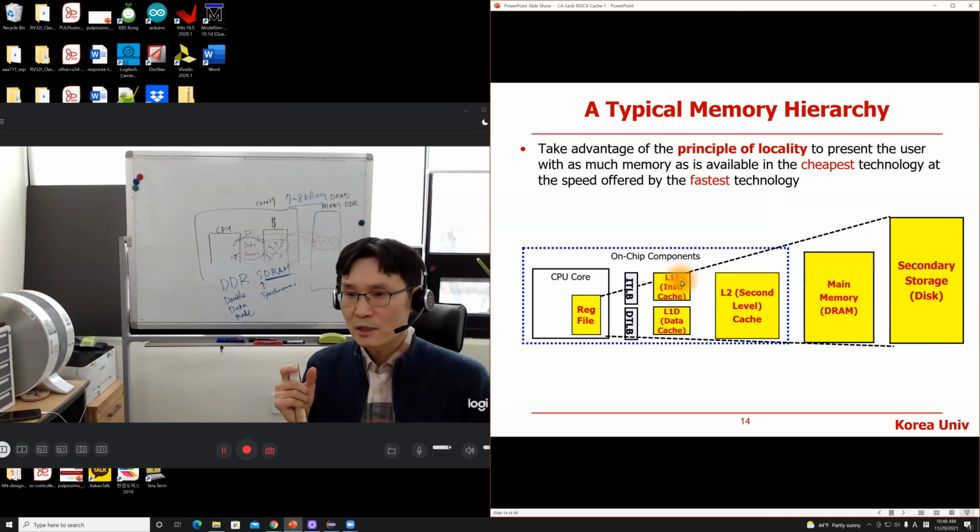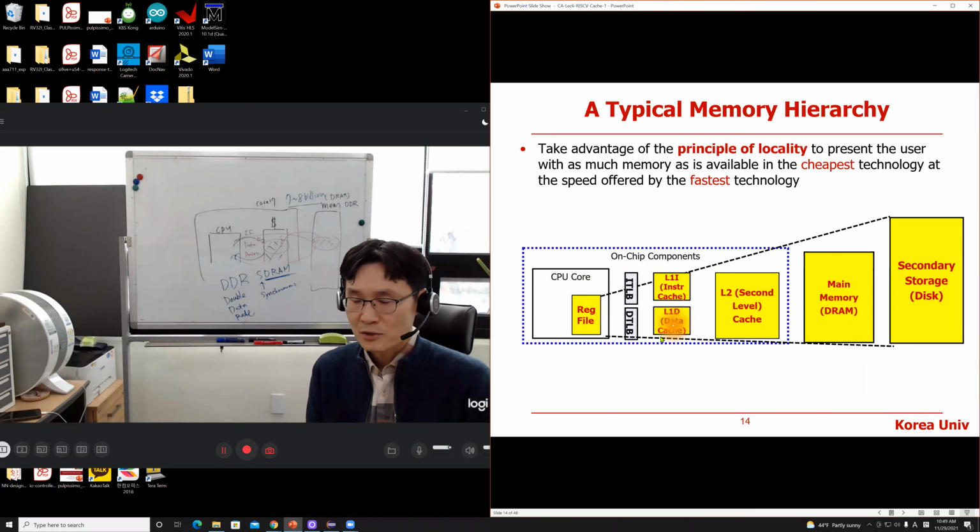It is holding only instructions, no data, only instructions. L1D, D means data cache, no instructions, only data. And level 2 cache is unified, meaning holding both instruction and data. So this level 1 cache is serving the CPU. Our hope is that the CPU reads instructions from level 1 cache, and our hope again is the CPU reads data from level 1 cache.